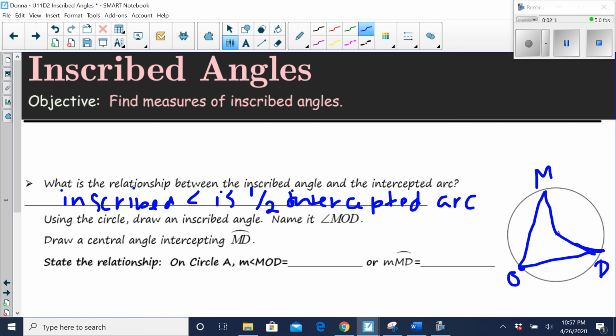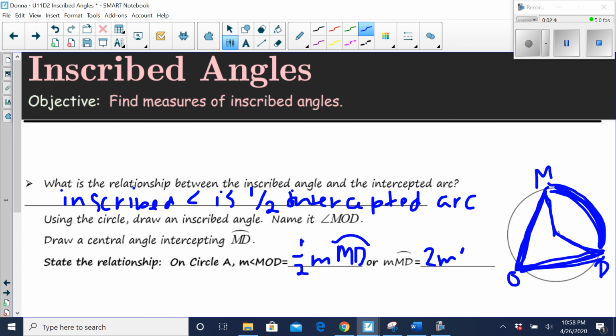It says, state the relationship. On circle A, the measure of angle MOD is, so this angle right here is what it's asking for. It opens up to which arc? It's intercepting this arc MD. So I would say it's half of the measure of arc MD. Or it says, what if I wanted to find this arc MD? Well, it would really be 2 times the measure of angle MOD. Let's work on some examples so it makes a little bit more sense.